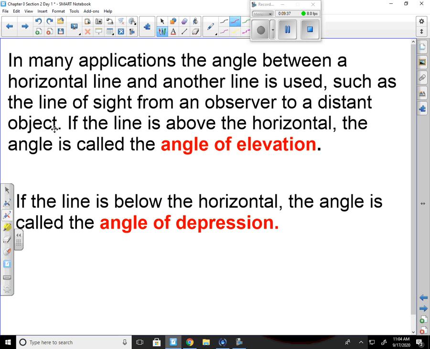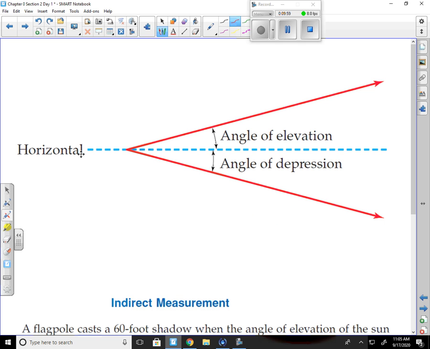In many applications, the angle between a horizontal line and another line is used, such as the line of sight from an observer to a distant object. If the line is above the horizontal, remember that's the line that goes straight across from right to left, the angle is called the angle of elevation. If the line is below that, the angle is called the angle of depression. So if this is our horizontal line here, if we're looking downward, it's an angle of depression. If we're looking upward, it would be an angle of elevation.